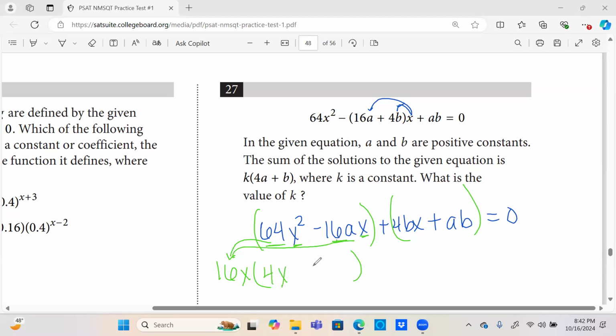16 divided by 16, that'd be minus 1, and he'd still have an a. You could take out the 1 if you don't like it. And then over here, the greatest common factor would be b. You would still have 4x plus a. Oh, no, that doesn't match.